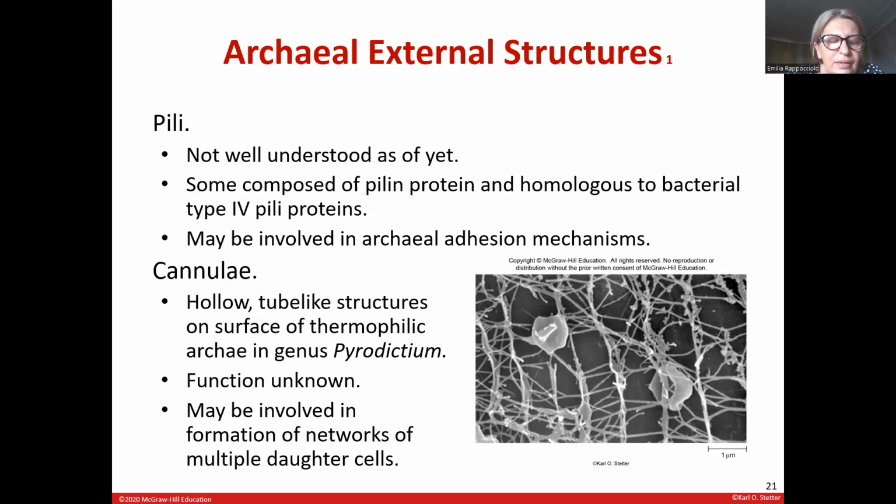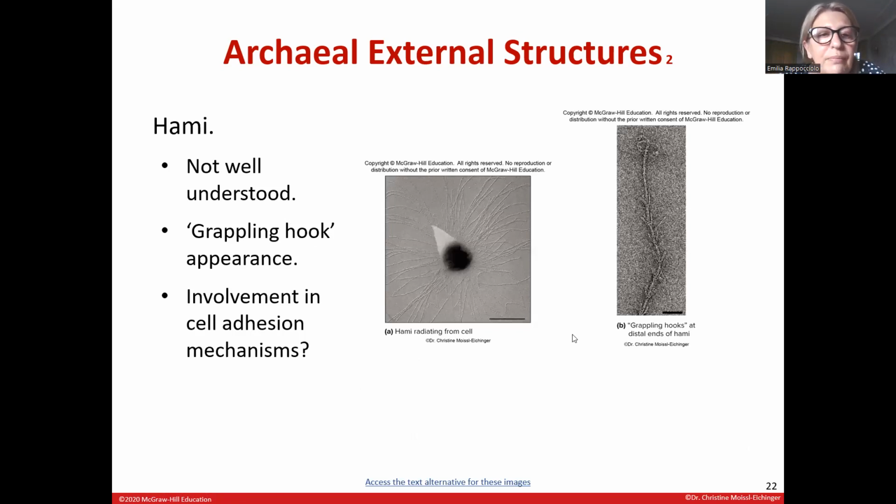They are tube structures, which can be found on the surface of the thermophilic archaea in the genus Pyrodictium. You see them here, these little sticking structures. They're empty inside, like a straw. The function of this is unknown, but it might be making networks of cells that stay together and form a community of daughter cells. Then there is Hami.